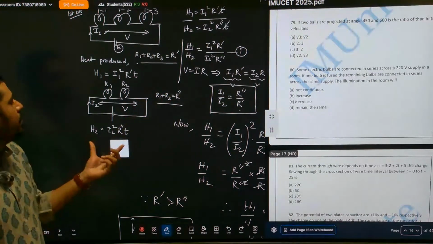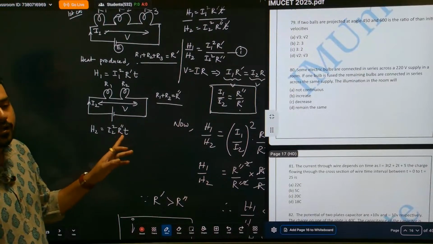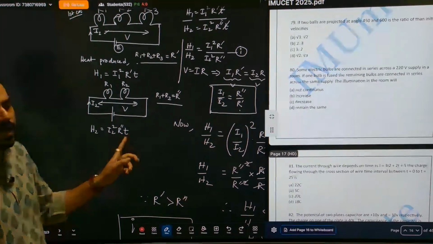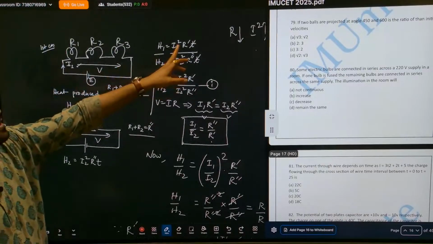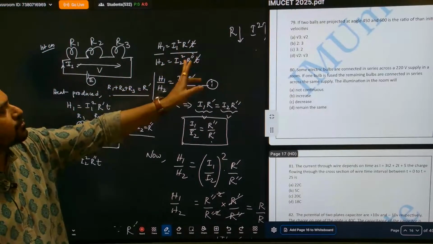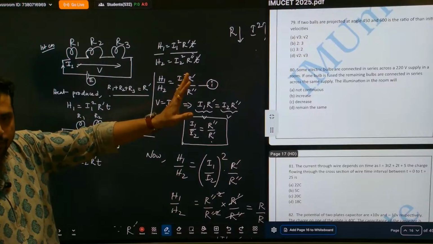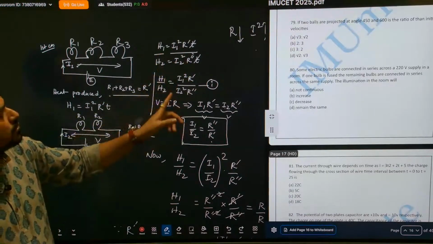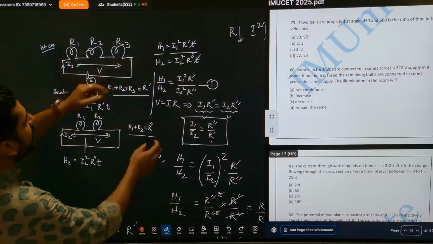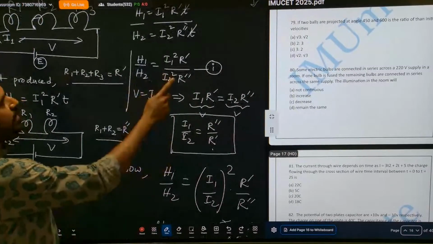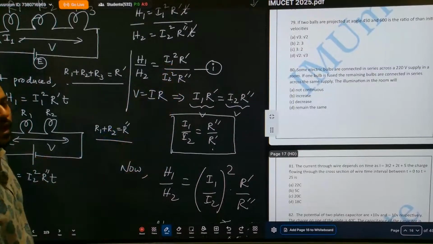So total resistance would be R1 plus R2, much less than the first one. So heat would be I2 square R double dash T. So I square R T formula, simple as that. Now the ratio of heat produced would be I1 square R dash T divided by I2 square R double dash T. Ratio of that, time will cancel out. For the same time we are sending current. Now we get H1 by H2 is I1 square R dash times I2 square R double dash.